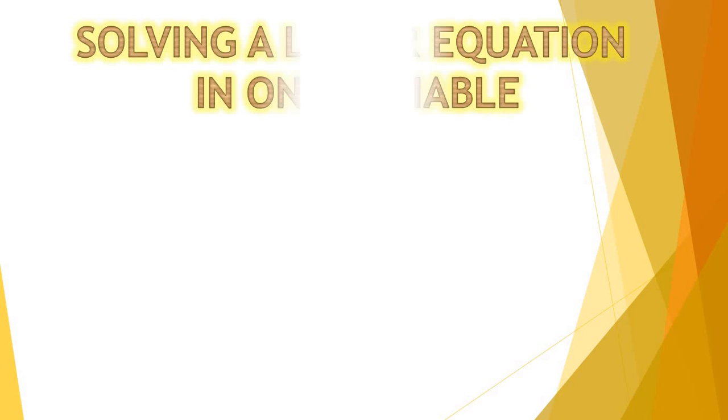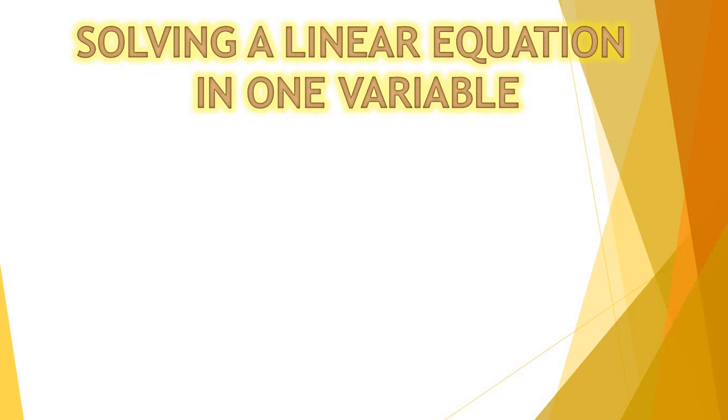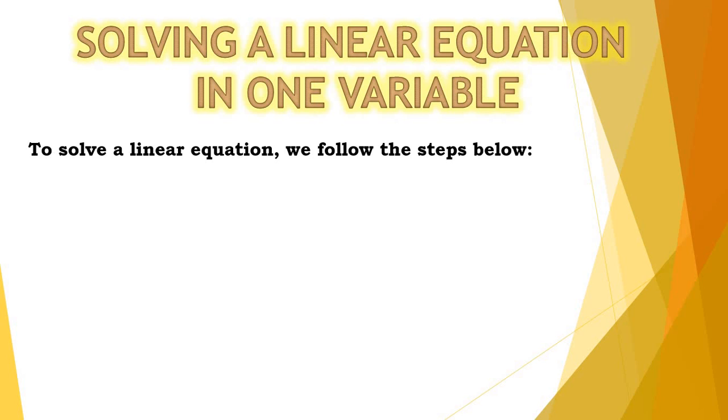Now we will learn how to solve a linear equation in one variable. To solve a linear equation, we follow the steps below. First example is 6x minus 5 is equal to 4x plus 7. Here there are two expressions on either side of the equation, 6x minus 5 and 4x plus 7, and both have a variable x. Now how to solve it? First, we transfer all the terms having a variable to one side and all the constant terms to the other side. Now what are terms?